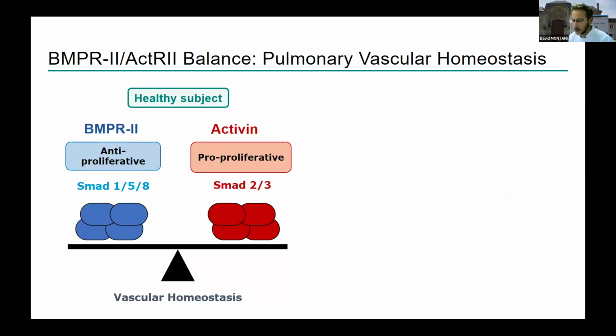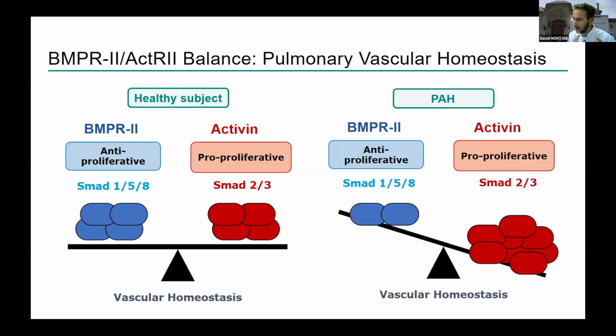During several years, we tried to correct BMPR2 expression by different pathways, but no treatment managed to restore the BMPR2 pathway in PH. And more recently, we discovered that it is not only one pathway, but a balance between the BMPR2 pathway, which plays a role of brake, anti-proliferation, and the activin pathway, which plays the proliferative role. In healthy subjects, there is a balance between this anti-proliferation and proliferation.